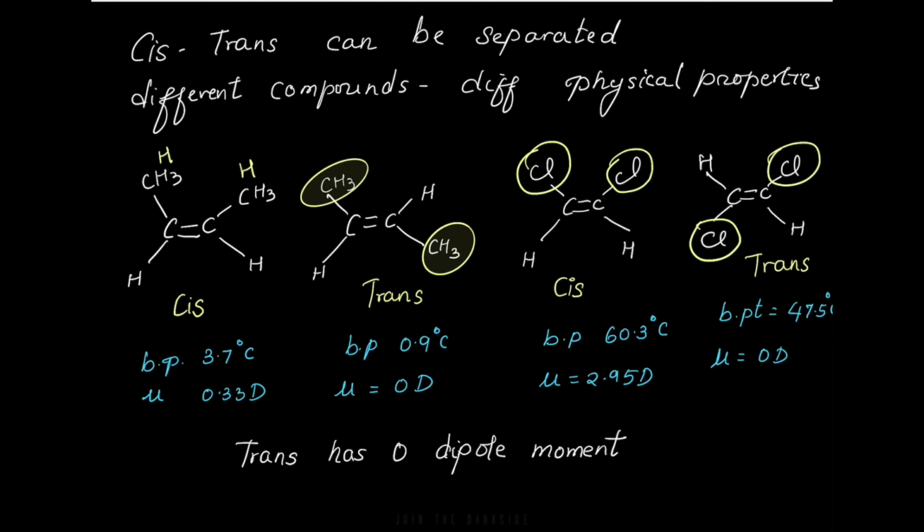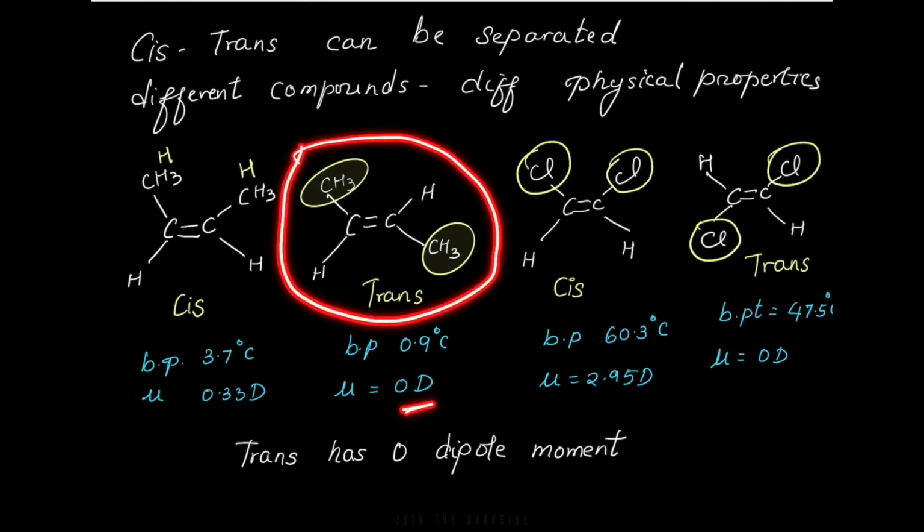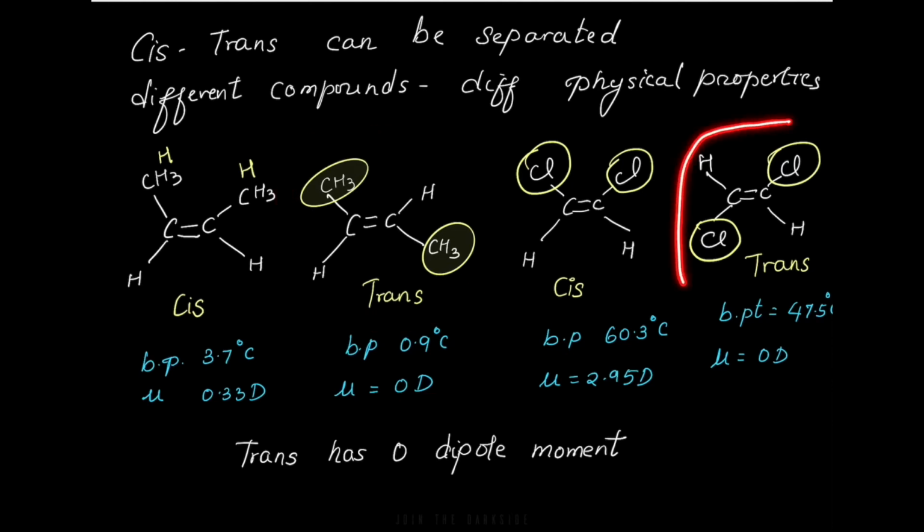Okay, now when we look at the physical properties of this, the boiling point and the dipole moment, you can see the boiling point is actually different for cis and trans. While the cis boils at 3.7 degrees Celsius, the trans boils at 0.9 degrees Celsius. And the dipole moment is going to be different as well. Usually for the trans compound, it will be 0.